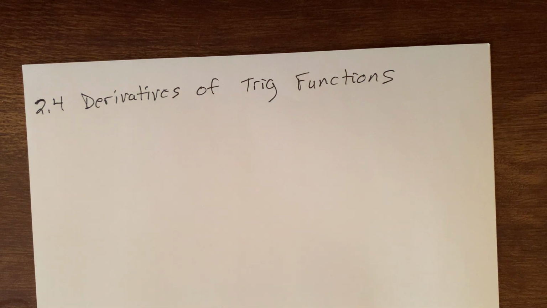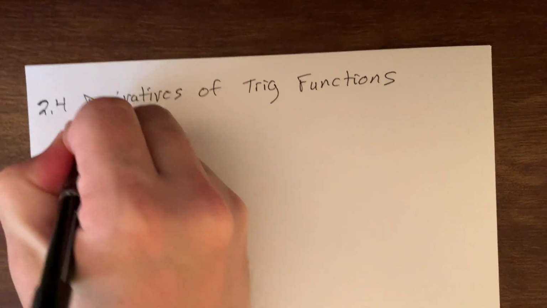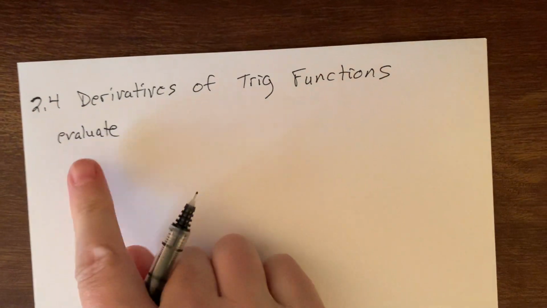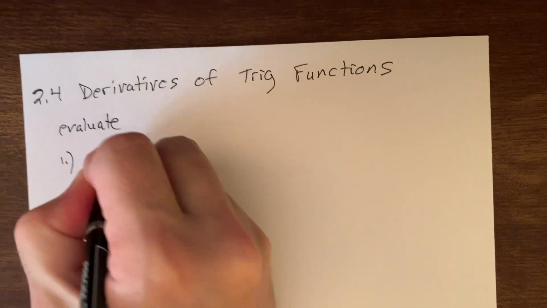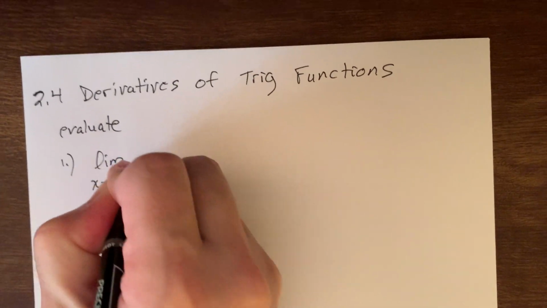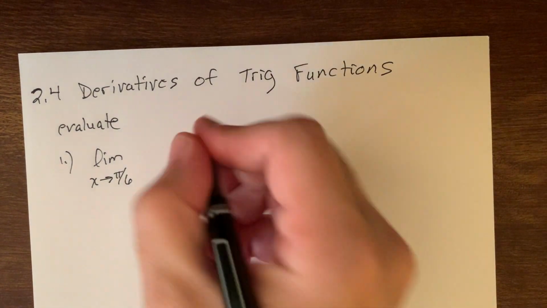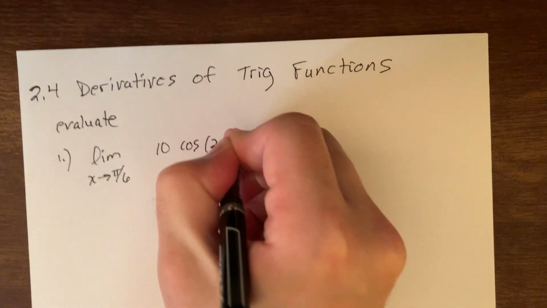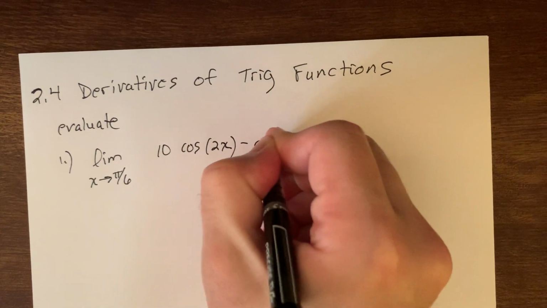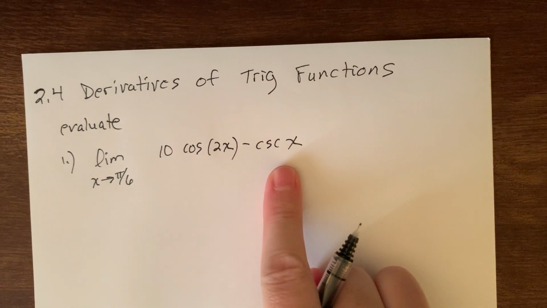But the first thing, starting with limits, is to realize our limit techniques haven't changed. Just because we're introducing the trig functions, we still have all the same properties. So I'm going to jump right into a problem. I'm going to ask you to evaluate a limit. Let's start off, number one. Let's take the limit as x approaches pi over 6 of 10 cosine 2x minus cosecant x.